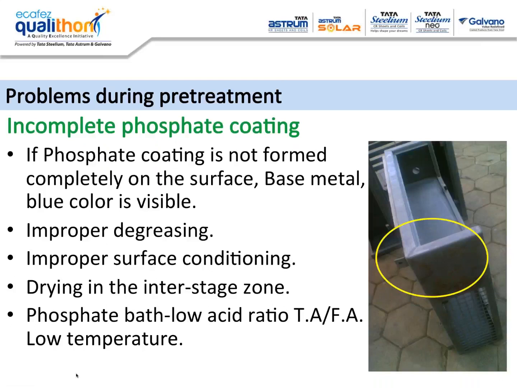Incomplete phosphate coating. Basically, the phosphate coating is not formed completely on the surface. Sometimes base metal and bluish color is visible. Sometimes improper degreasing. Sometimes improper surface conditioning. Or sometimes drying is happening in interstage zones.